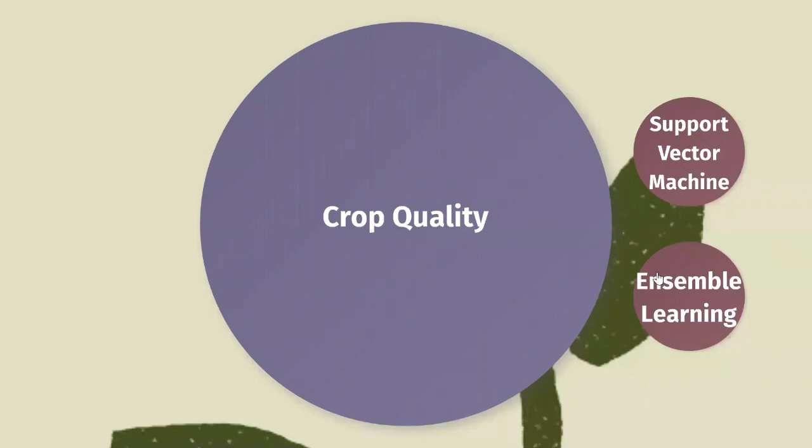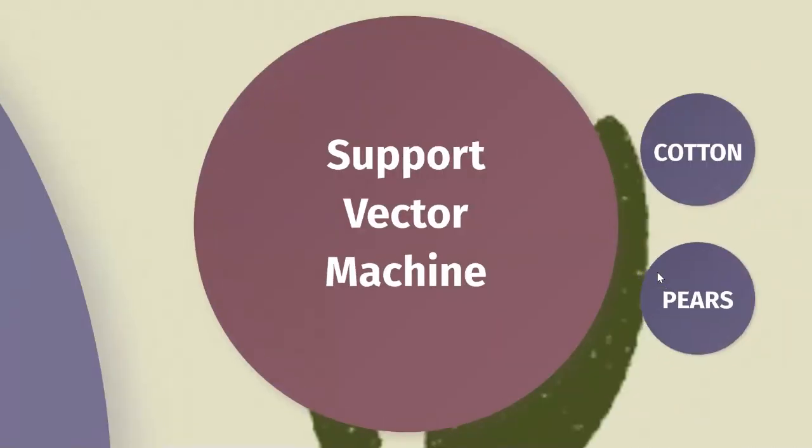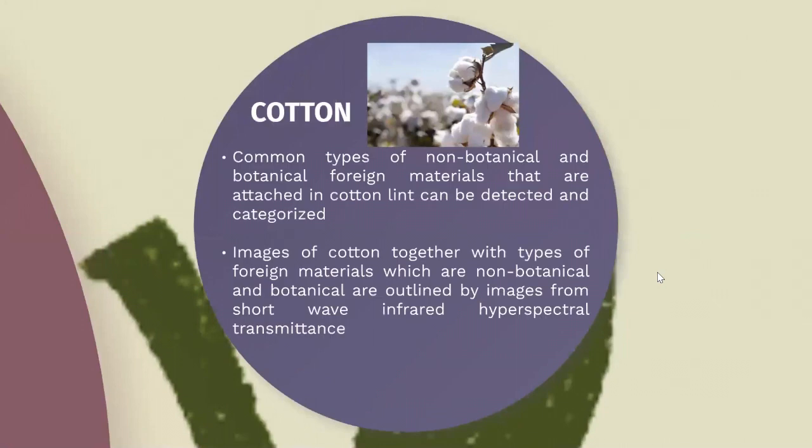Increased accuracy in detecting and categorizing characteristics of crop quality can result in a raise in price of crop products and reduction in rice production. There are two models that can be used in crop quality. The first one is support vector machine. By using this model, common types of non-botanical and botanical foreign materials that are attached to cotton can be detected and categorized.